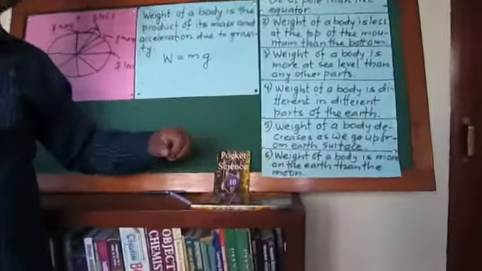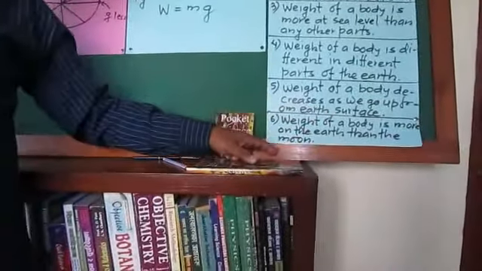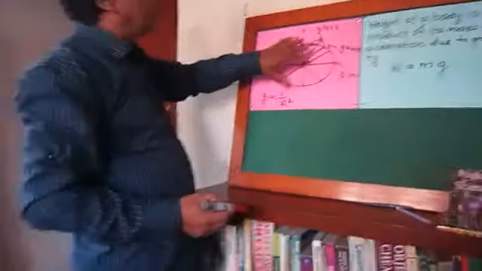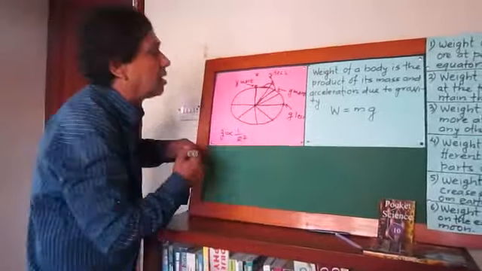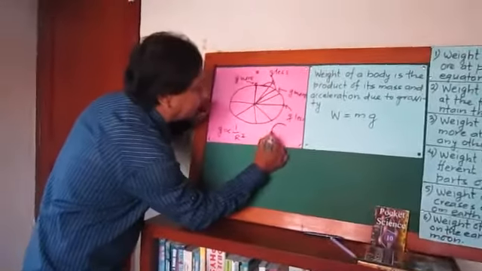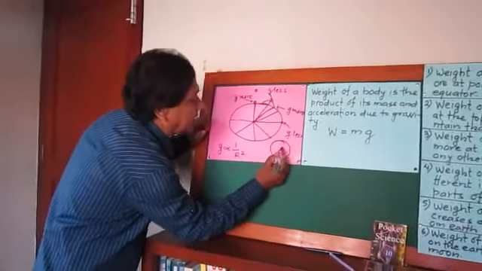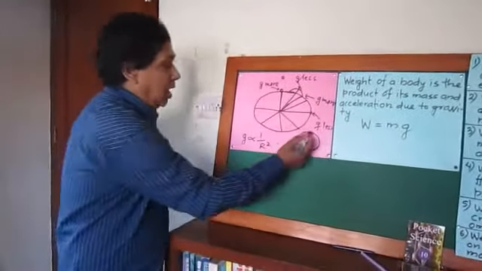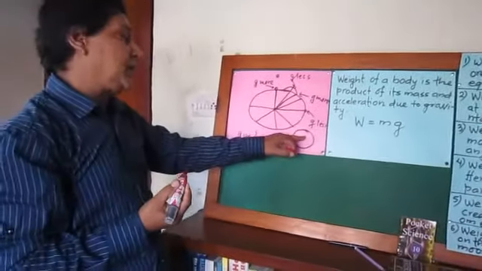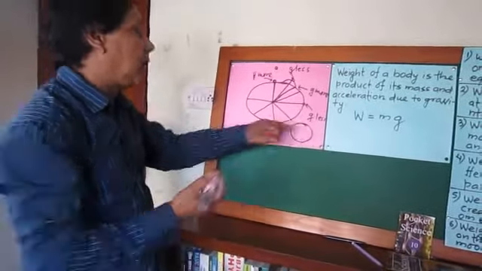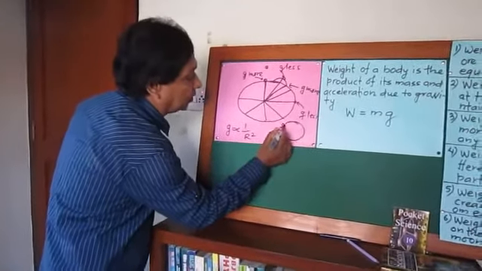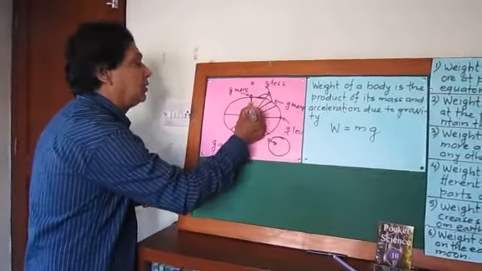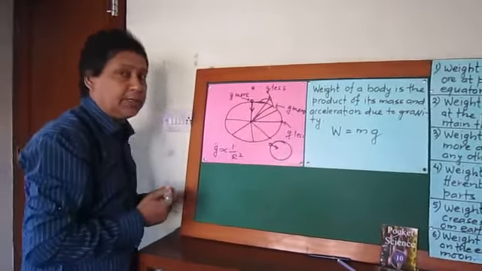Number 6. Weight of a body is more on the earth than on the moon. Earth's mass, in comparison to the moon's mass, is about 6 times greater. That's why the attraction force of the moon on a body lying on its surface will be less than the attraction force of the earth on a body lying on its surface.